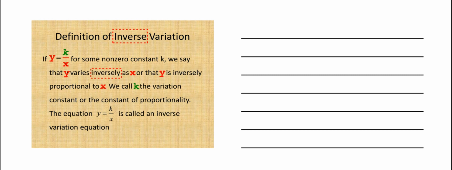Now be careful in just using the word proportional. You have to use inversely tied to that word proportional, otherwise it could be a multiplication. So since it's inversely proportional to x, we call k the variation constant or constant of proportionality. So once again, in the equation y equals k divided by x, notice the x is the division. What you're dividing by, as a variable or expression, is called an inverse variation equation. So once again, keyword inverse variation.